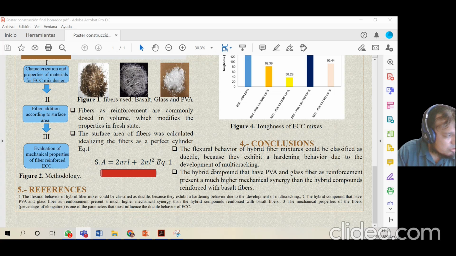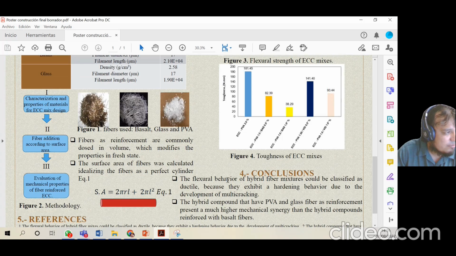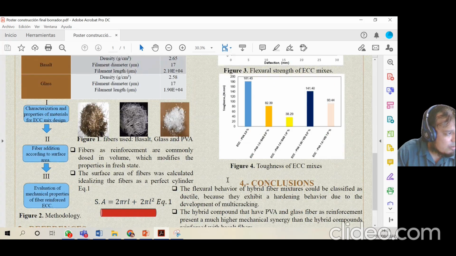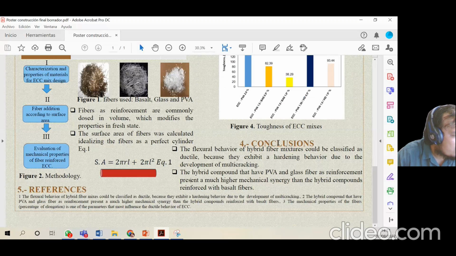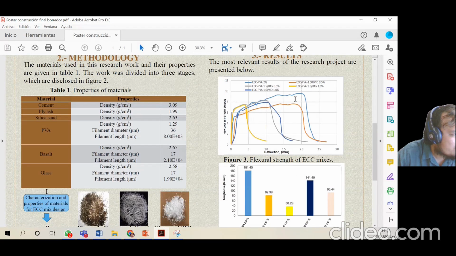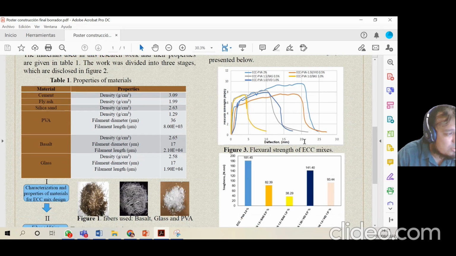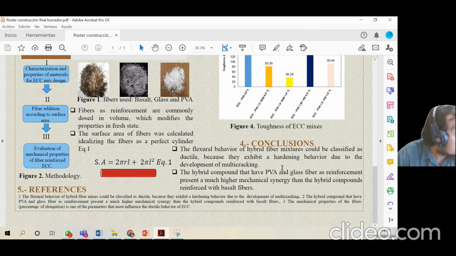And in conclusion too, the hybrid compound that has polyvinyl alcohol and glass fiber as reinforcement presents a much higher mechanical synergy than the hybrid compounds reinforced with basalt fibers. As you can observe, if you observe the series that contain polyvinyl alcohol and glass fibers, they present a better performance than the hybrid compound using polyvinyl alcohol and basalt fibers.